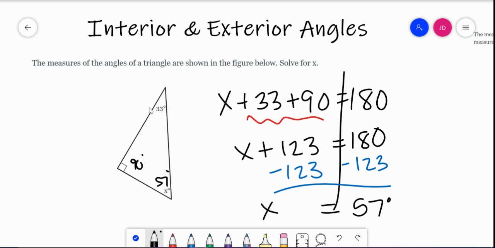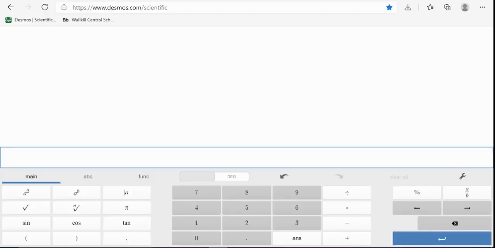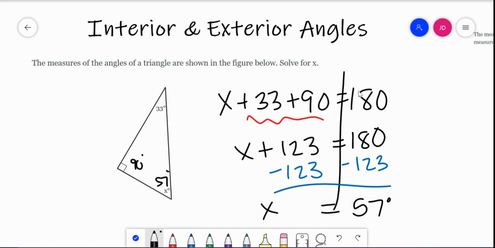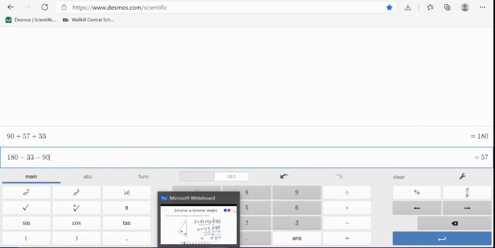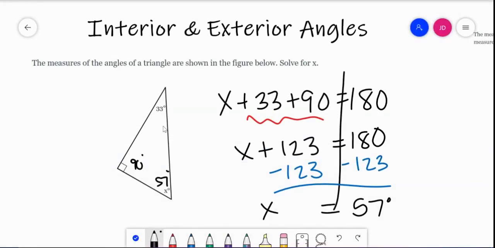All right. And then you could double check by adding them all together, right? 90 plus 57 plus 33 degrees. Let's just do that. 90 plus 57 plus 33 is 180. A shortcut way, if you just know the numbers here, right? You take 180 and subtract 33 and 90. That's another way you could do it. 180 minus 33 minus 90. And you get 57, right? This angle right here.